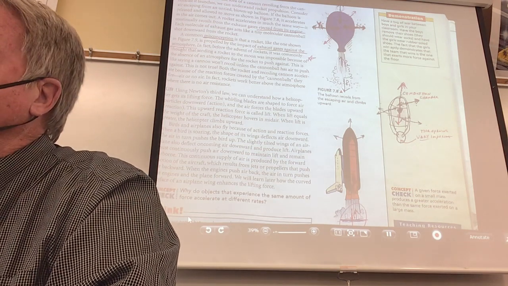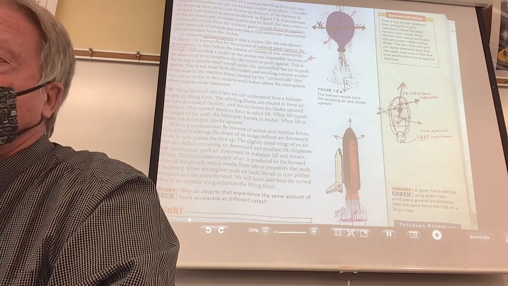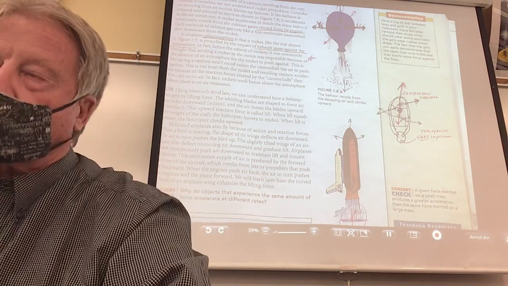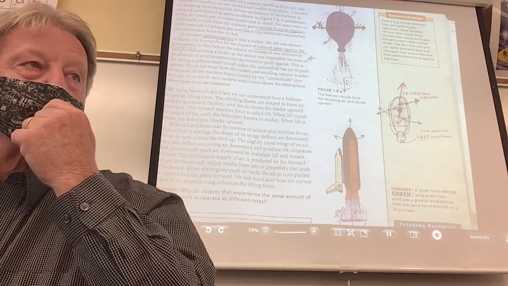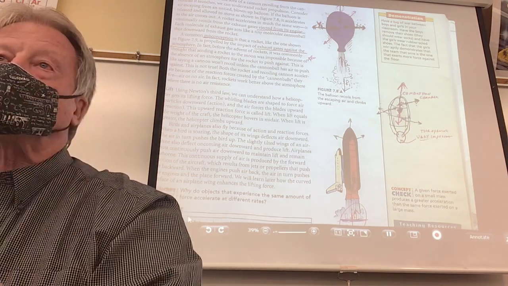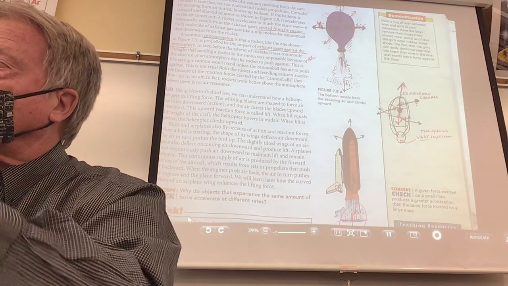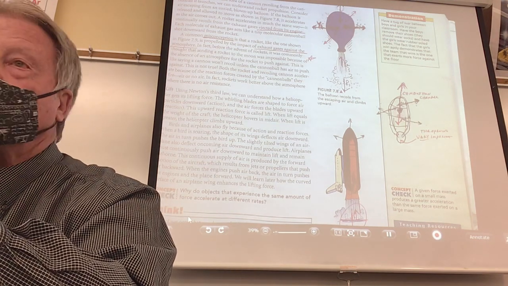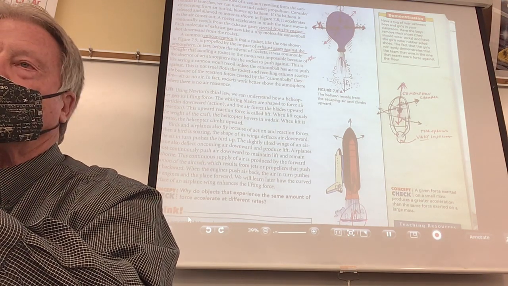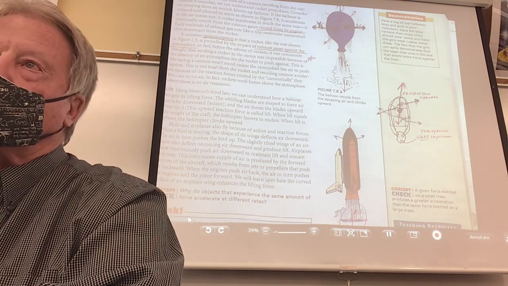I found out later, what word is missing? Watch now, ready? Exhaust gases push on the launch pad. Finish the recipe. Launch pad pushes exhaust gases up. Wait a minute. What's missing there? Rocket.